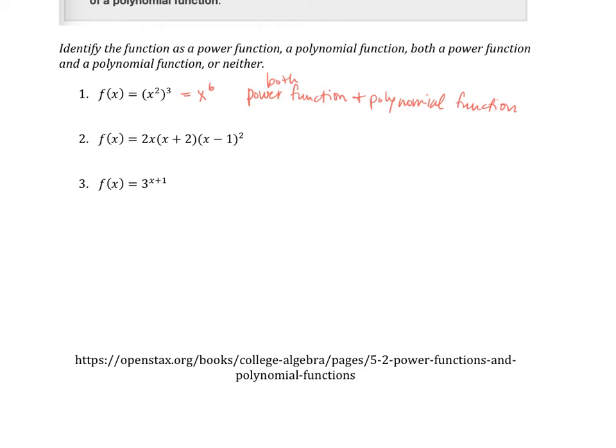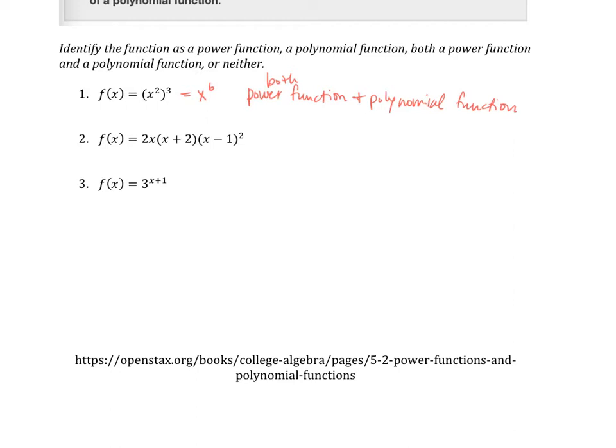Number 2, we have an f of x equals this whole thing, right? So what we need to do is have an idea of what this is going to look like. You could multiply it all out, distribute everything, get it all multiplied out. But hopefully you have an idea in your head of what this will look like. First of all, you can tell from looking at this, it's not going to be one term. So it's not going to be a power function. So the choice is it's either going to be a polynomial function or it's going to be neither.